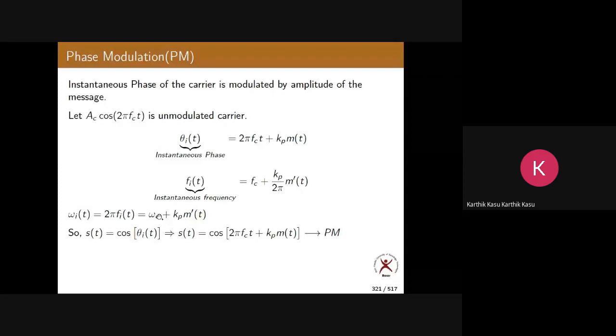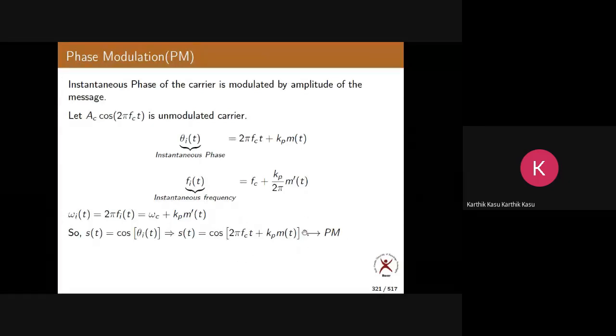Now let us go to the modulated signal of phase modulation. s of t equals cos of theta i of t. What is theta i of t? We know already: 2 pi fc t plus kp m of t. So s of t equals cos of theta i of t, which is this.